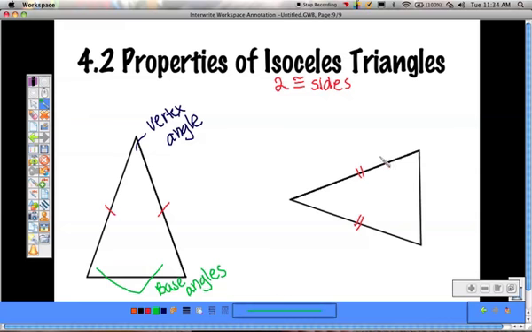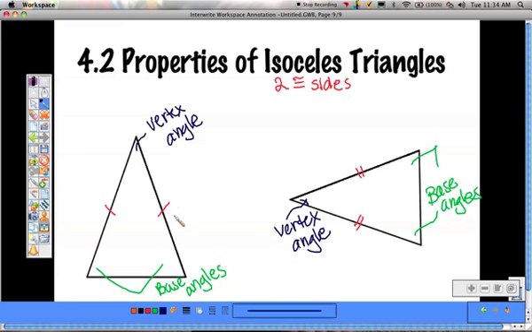Base does not always mean bottom. If you look in this picture right here, these are your base angles. And here the vertex angle where the two congruent sides meet, it's right here. This is the vertex angle. So base doesn't mean bottom, it just means where the congruent side meets the non-congruent side. So there's the vertex angle and base angles.